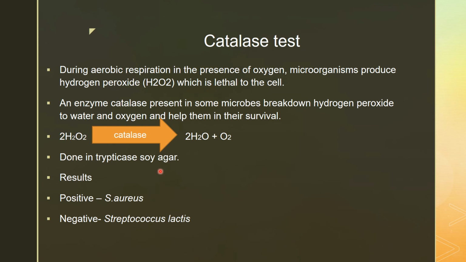और दूसरा मेथड इसको कैसे कर सकते हैं हम, एक स्लाइड लेंगे, स्लाइड पे हम 3% हाइड्रोजन पेरोक्साइड की ड्रॉप रखेंगे, देन उसमें हमारी जो कॉलोनी है उसको मिक्स करेंगे. अगर वहाँ पर बबल प्रोडक्शन हुआ, मीन्स ऑक्सीजन रिलीज़ हुआ, दैट्स मीन दैट द टेस्ट इज कैटलेस पॉजिटिव. The Staphylococcus aureus give positive catalase test and Streptococcus lactis give negative catalase test.